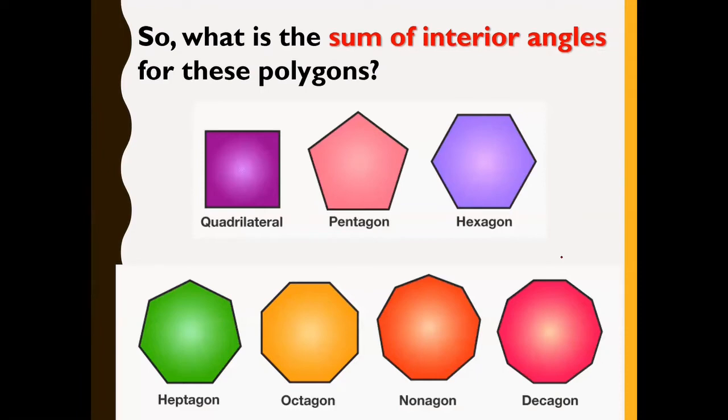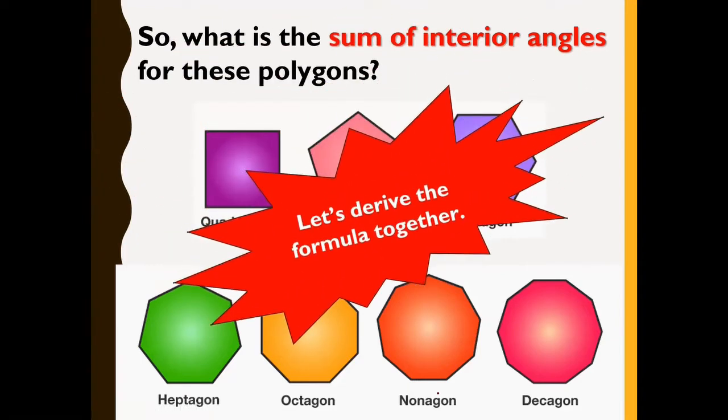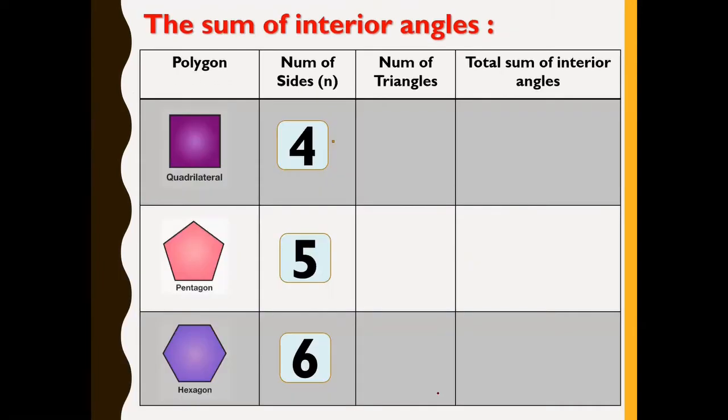But what about the other polygons? How are we going to calculate the sum of the interior angles for all these polygons? For example, quadrilateral, pentagon, hexagon, heptagon, and so on. Don't worry, let's derive the formula together. Let's see the table together. This table helps us to derive the formula.